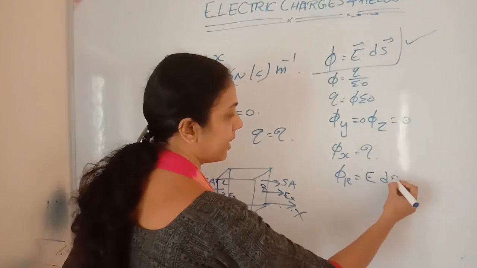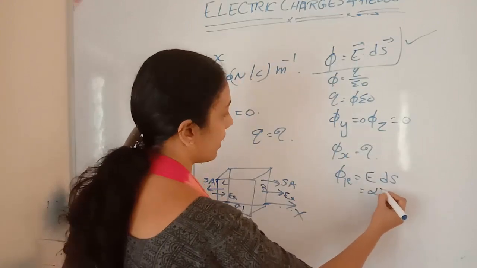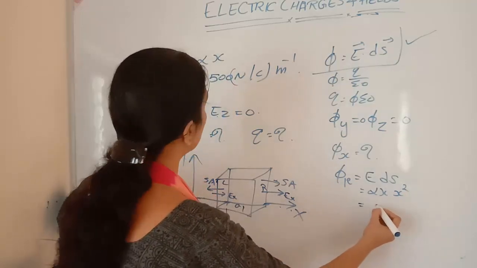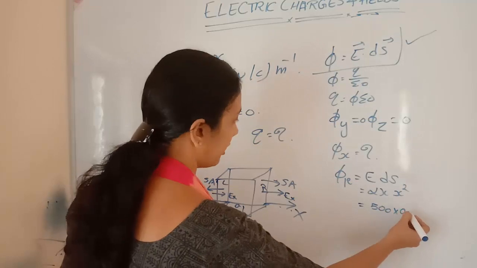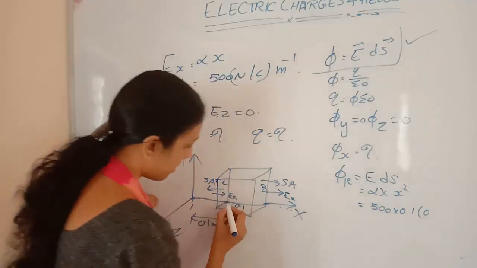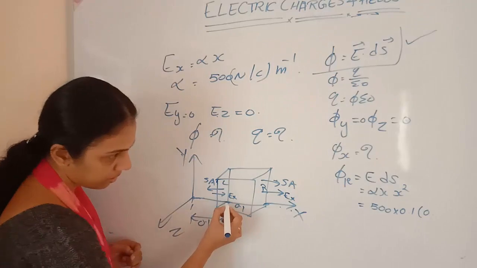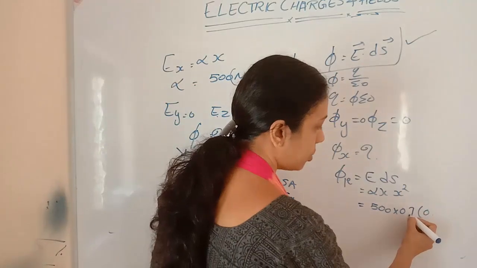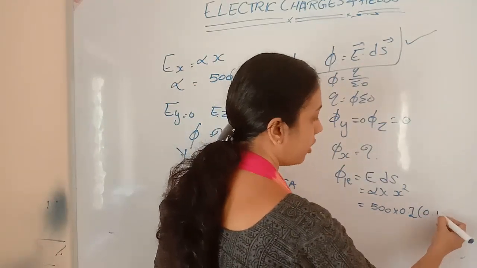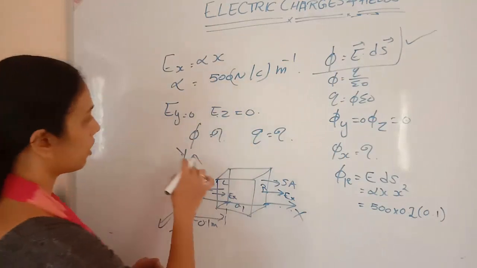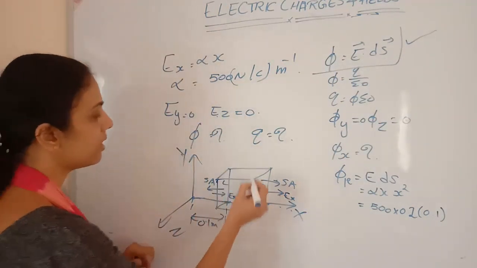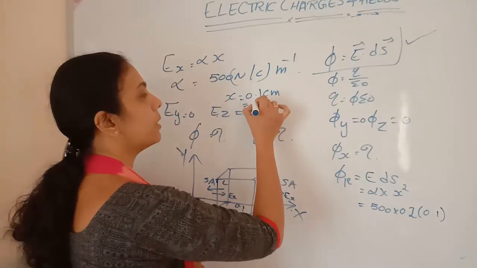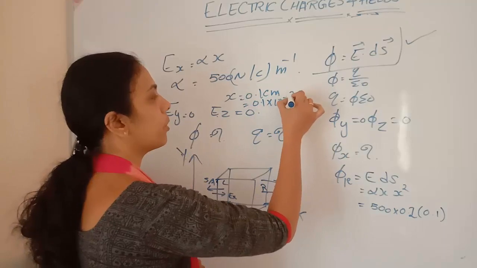So E ds, where E is alpha x and S is x square. Alpha is 500, and x is 0.1 into 0.1. Here it is 0.1 and here it is 0.1, so here it is 0.2, that is 0.1 plus 0.1, 0.2 into 0.1 centimeter. You can convert x as 0.1 centimeter into meter, 0.1 into 10 to the power minus 2 meter.